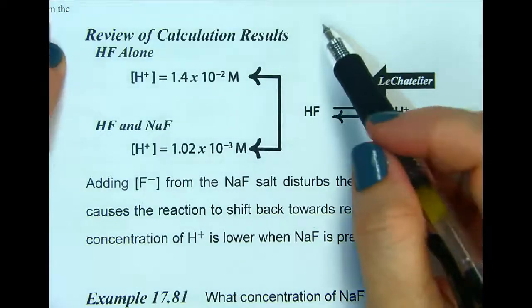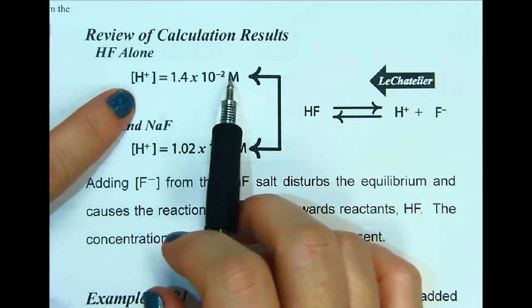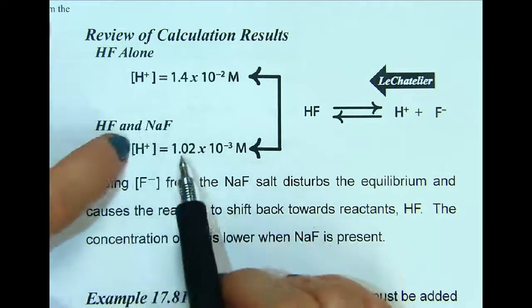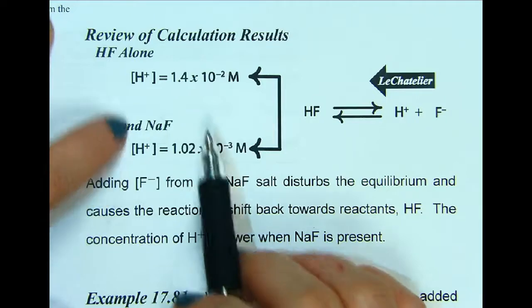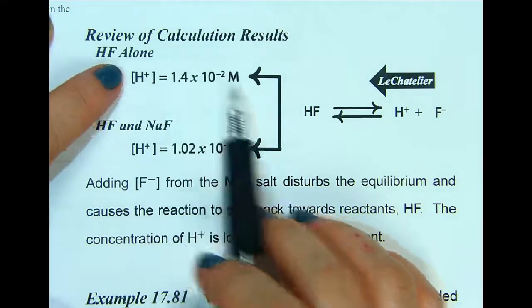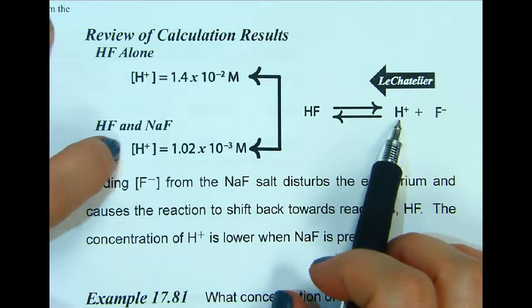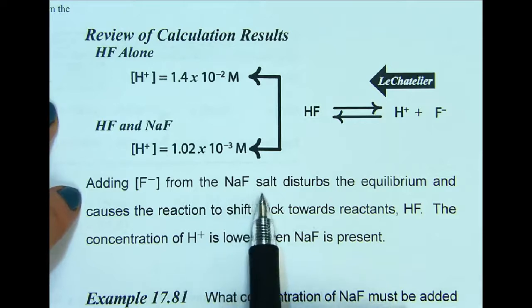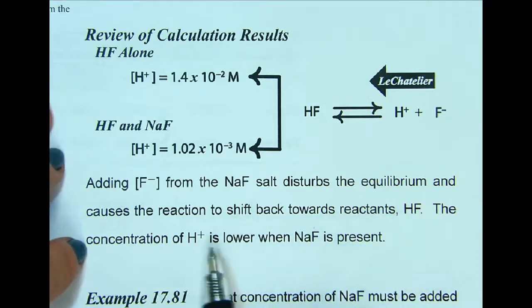Now let's review the calculation results. Hydrofluoric acid alone gave us a hydrogen concentration of 1.4 times 10 to the negative 2. But when we had the hydrofluoric acid and the salt, we got 1.02 times 10 to the negative 3, which is a lesser concentration of hydrogen than if we didn't have that salt present. So the presence of the salt decreased the amount of hydrogen produced at equilibrium. Adding F- from the sodium fluoride salt disturbs the equilibrium and causes the reaction to shift back towards reactants, HF. The concentration of hydrogen is lower when sodium fluoride is present.